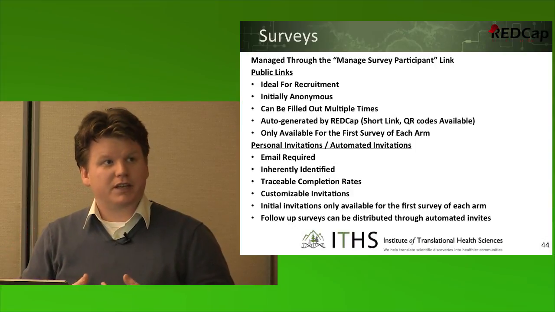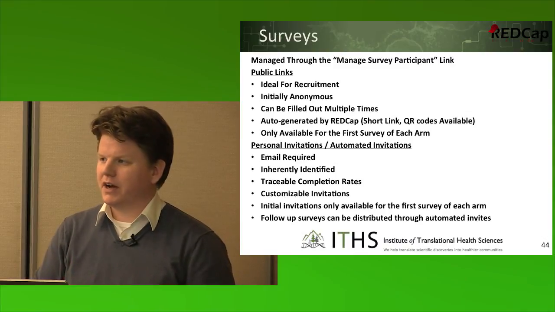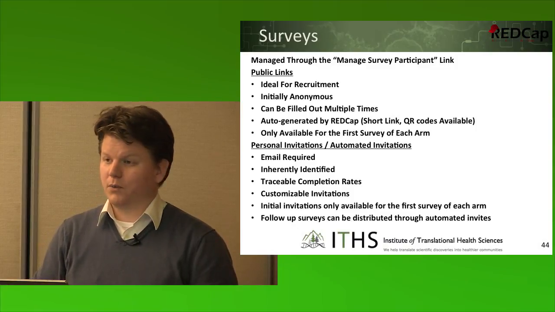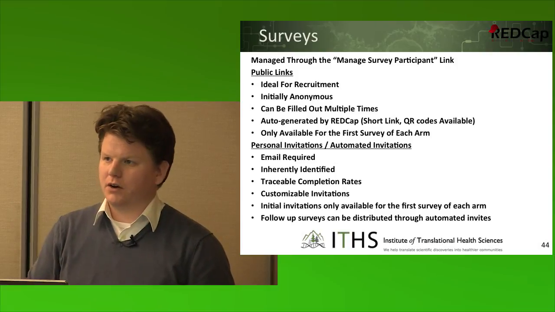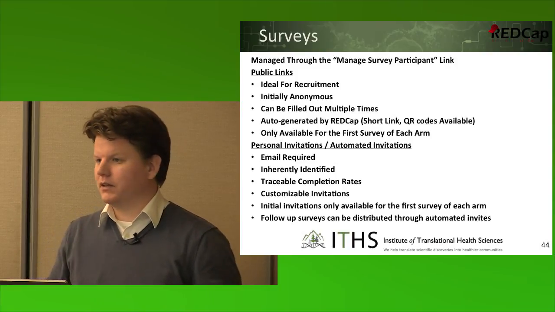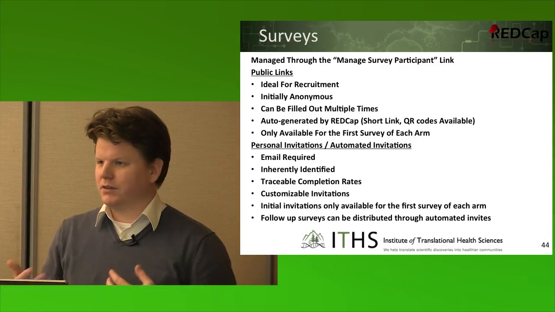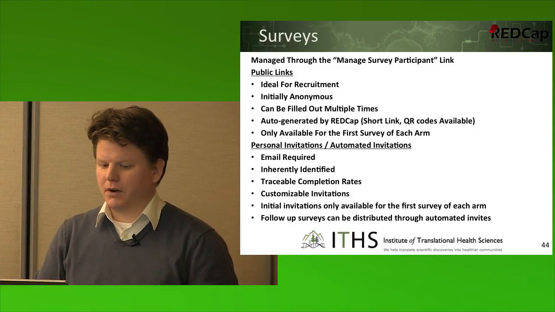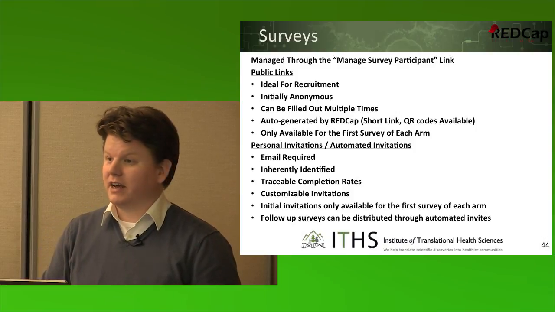For personalized invitations and automatic invitations, you do need an email. Because you do need an email, it's inherently identified. In privacy land, there has been discussion about whether an email is a proper enough identifier. Some people say no, because other people can hack into your email and then impersonate you. Other people say yes, it is an identifier because you can trace it back to a person. And the camps are fairly divided on that one. However, for PHI information, I'm usually treating emails as an inherent identifier, because you have a way of tracing that person.